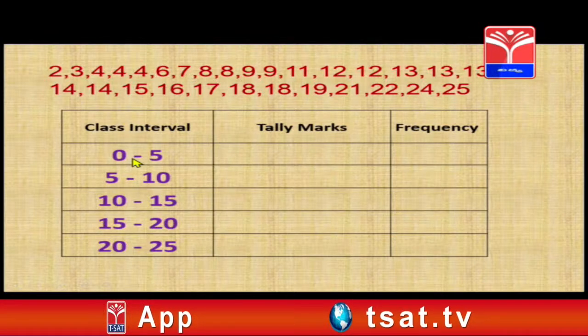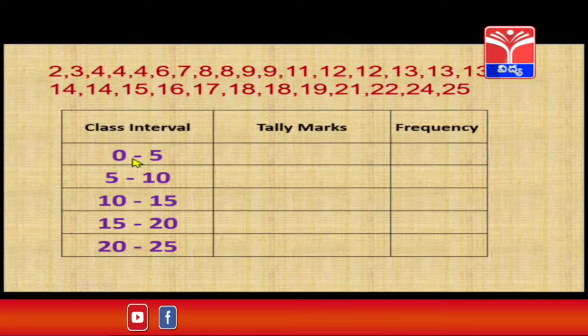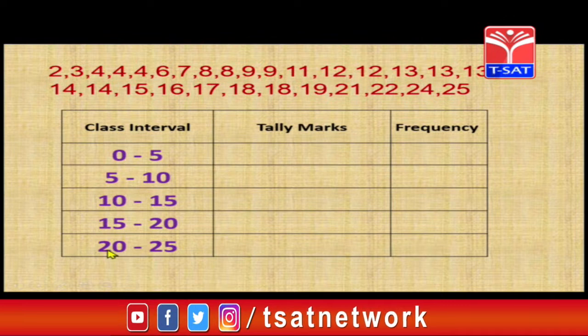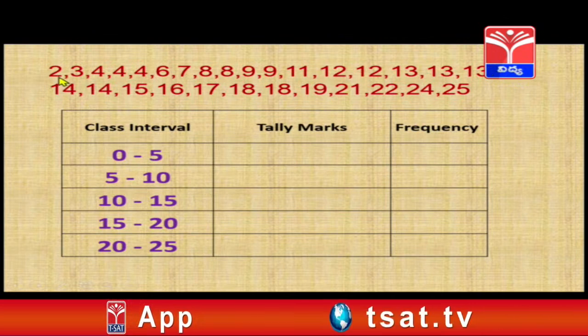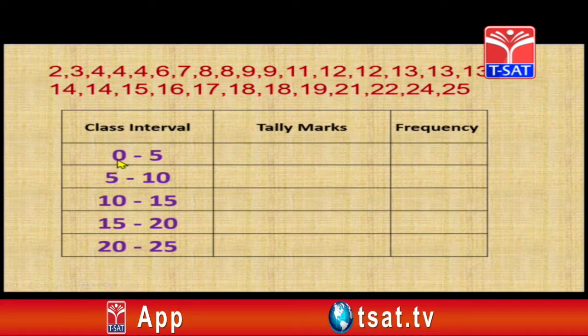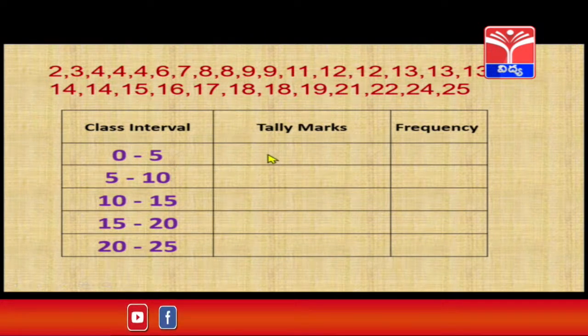Now, in this class interval you are going to start, this is called class interval, means 0 to 5, 5 to 10, 10 to 15, 15 to 20, 20 to 25. Now, what I have to do? Let me see the first observation. What is the first observation here? It is 2. So, this 2 is lying between 0 and 5. So, it belongs to this particular class.